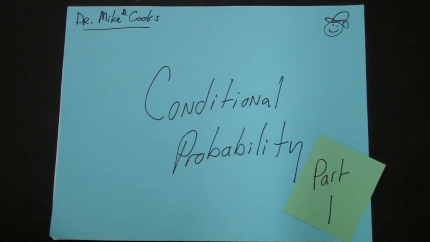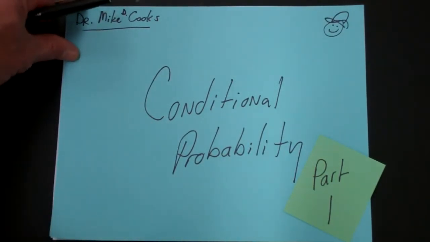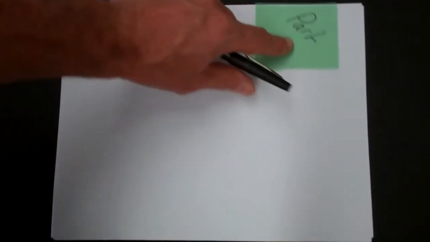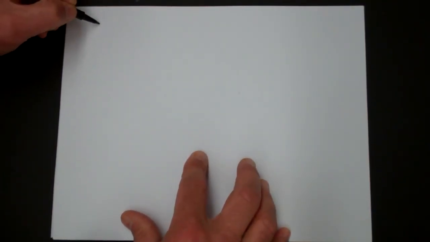This is the first of a series of videos on conditional probability. And the first thing we would do is introduce some notation and talk about what we mean by conditional probability. So if you think about the probability of an event, sometimes the probability of one event depends on another.